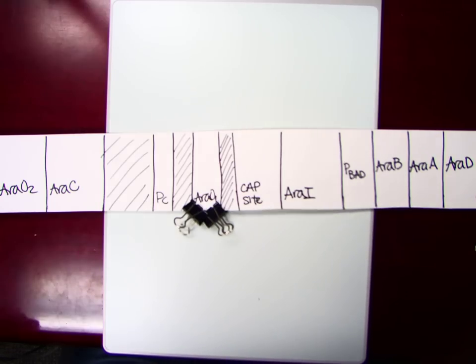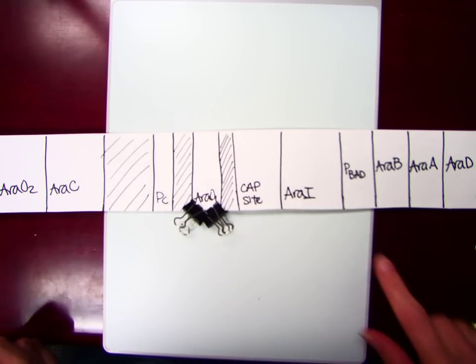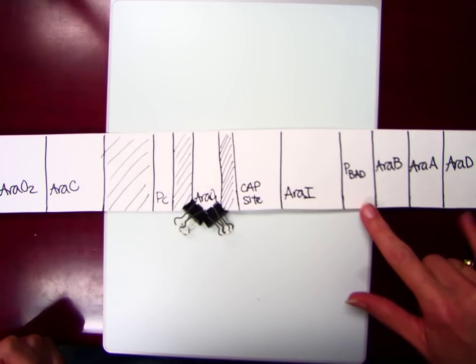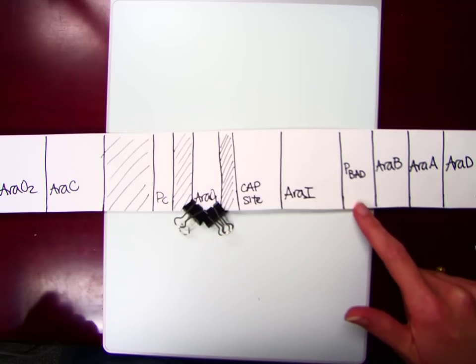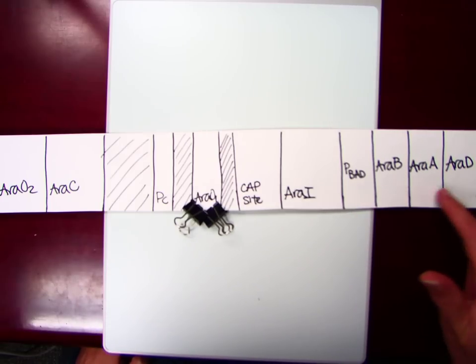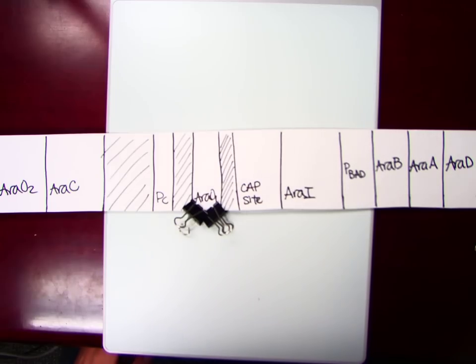Everyone, in this little video I'm going to be showing you a model of the Arabinose operon and how it is regulated. So this region down here is actually the Arabinose operon. Here we have the PBAD promoter to which the RNA polymerase will bind, and then over here we have the three genes that are part of the Arabinose operon, and each of these genes codes for an enzyme to break down arabinose.